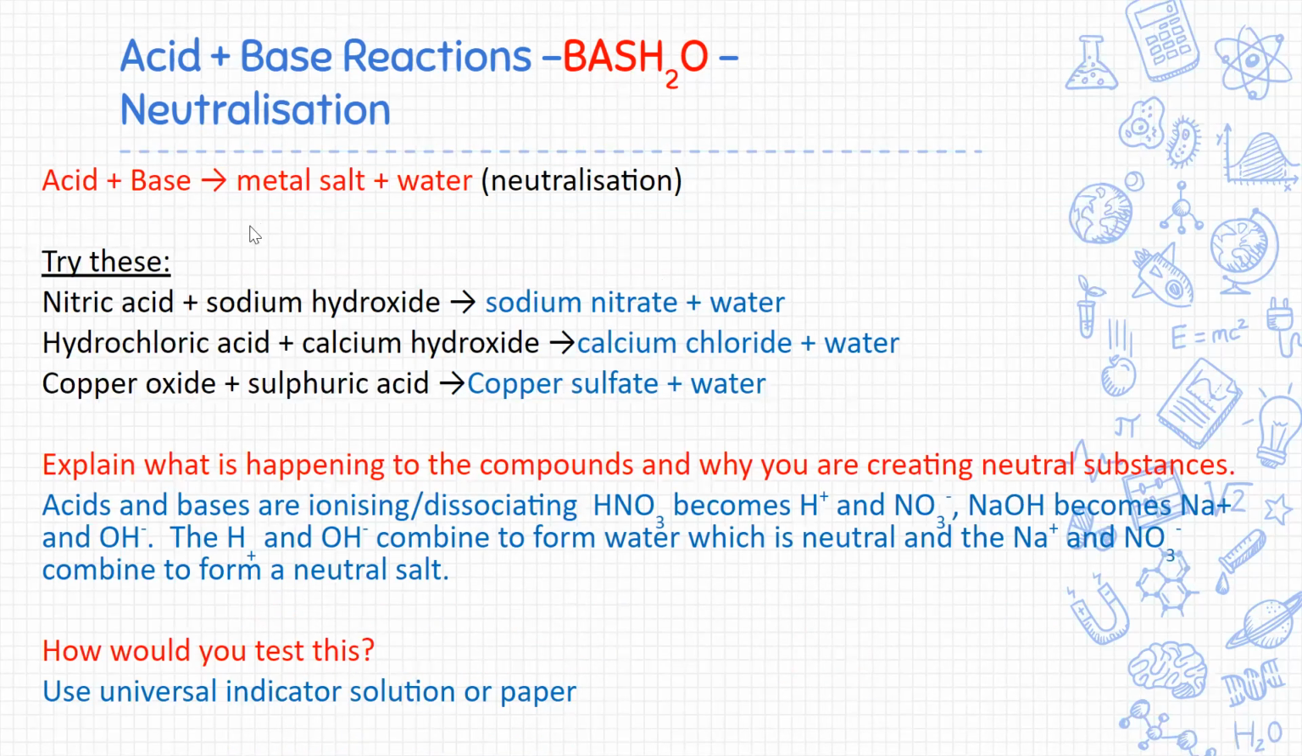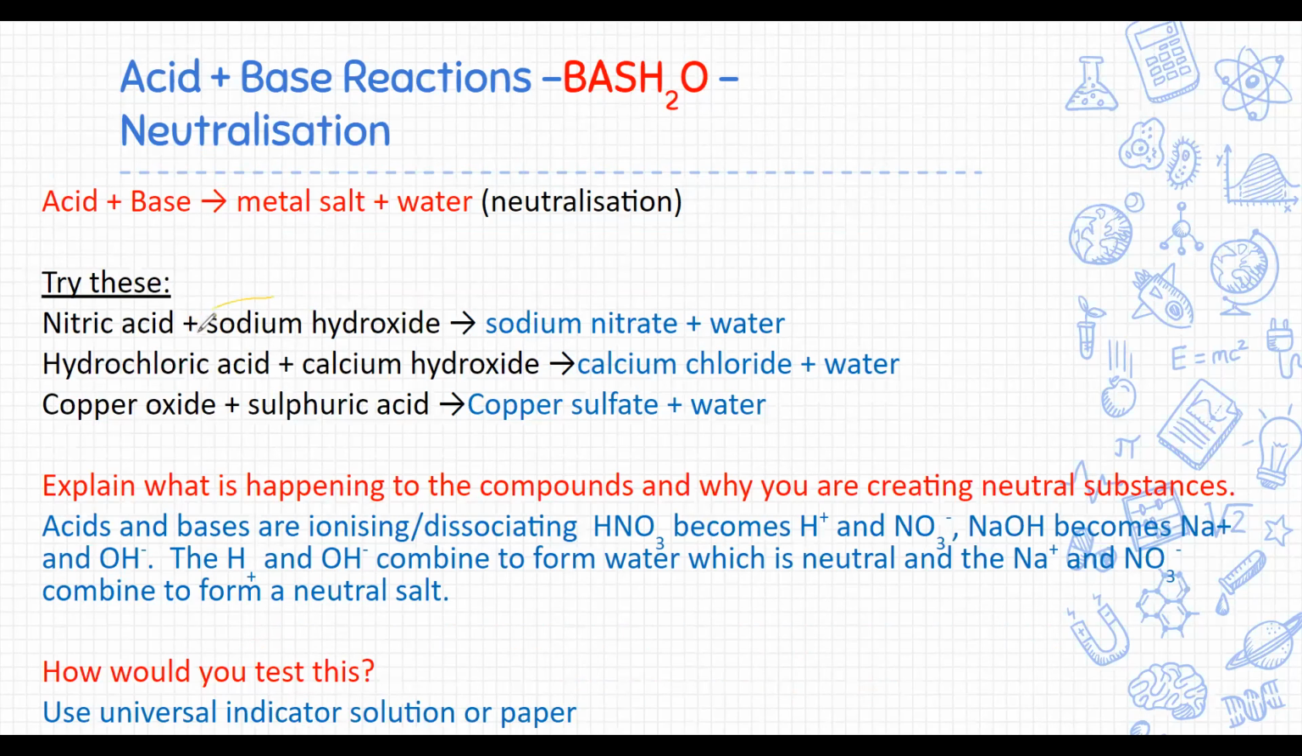Okay, so here are the answers. Nitric acid plus sodium hydroxide will produce sodium nitrate plus water. Just remember that with this example, the sodium itself comes from the base. The nitrate comes from the first part of the acid, which is the nitric acid. And then water is also produced as well.